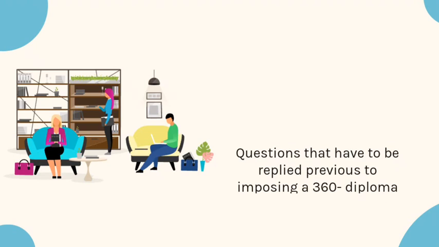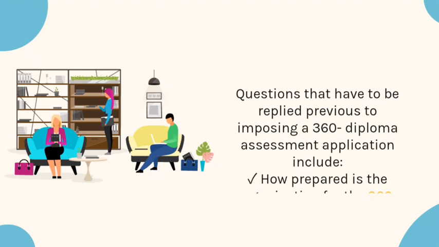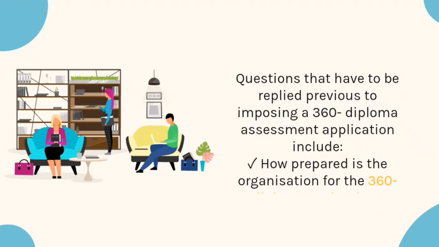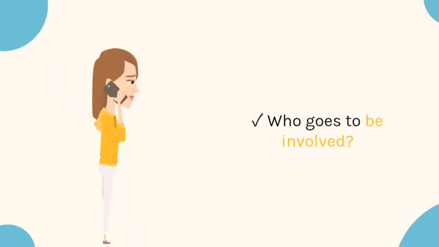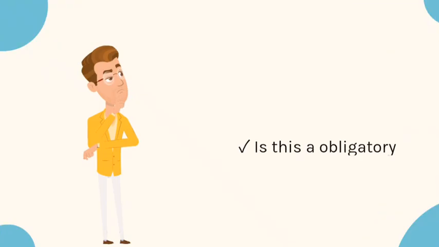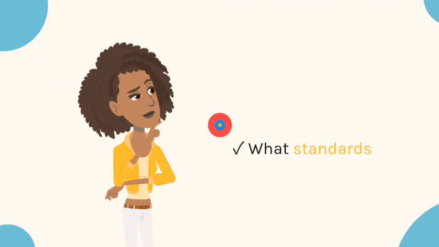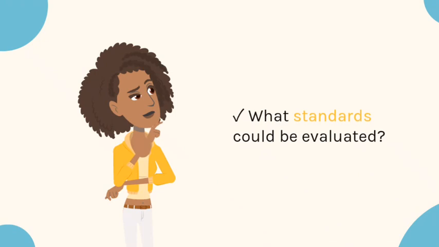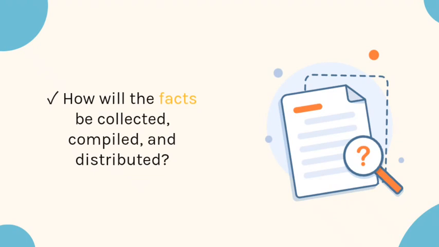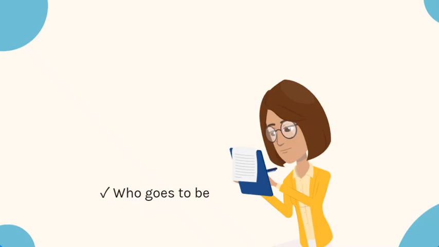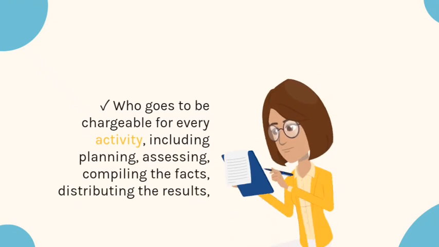Questions that have to be answered prior to implementing a 360-degree assessment program include: how prepared is the organization for the 360-degree evaluation? Who is going to be involved? Is this a mandatory or voluntary project? What criteria will be evaluated? Be collected, compiled, and distributed. Who is going to be responsible for every activity, including planning, assessing, compiling?